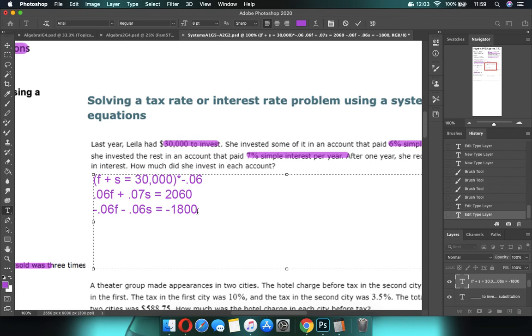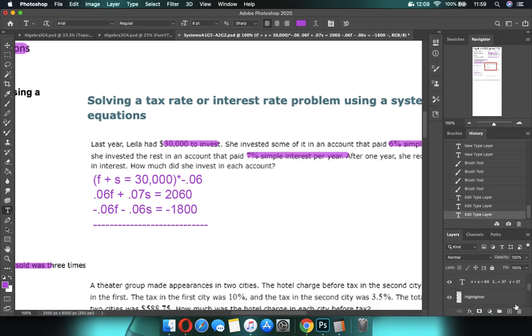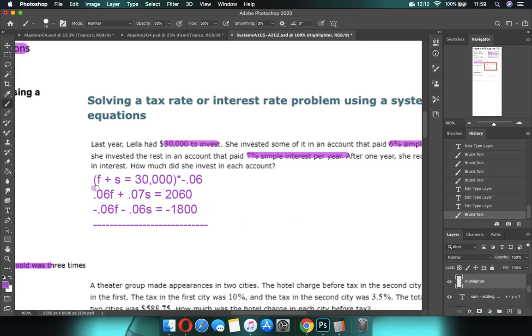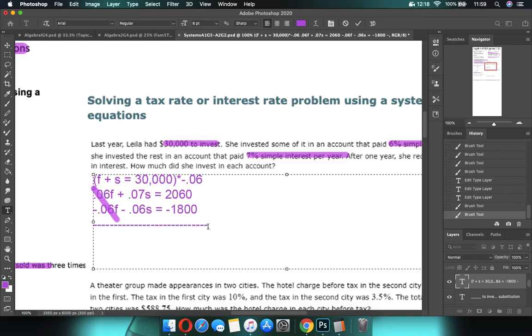All right. Now we set this up vertically, which we already have. From here, I know that the 0.06s cancel. That's kind of the whole point. So what is 0.07 minus 0.06? 0.01s equals, what is 2060 minus 1,800? 260, and then we're going to divide by 0.01, so s equals 26,000. Then, based on that, again, we can pick one that makes sense. It doesn't matter which one, but I happen to like this one just because I know the math for it will be a lot easier.